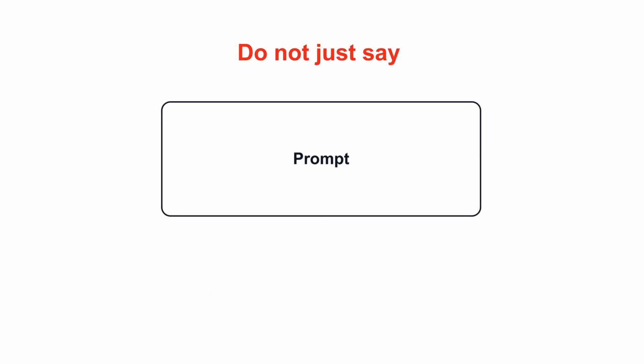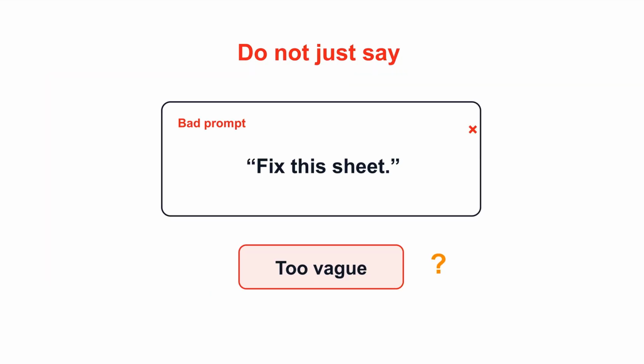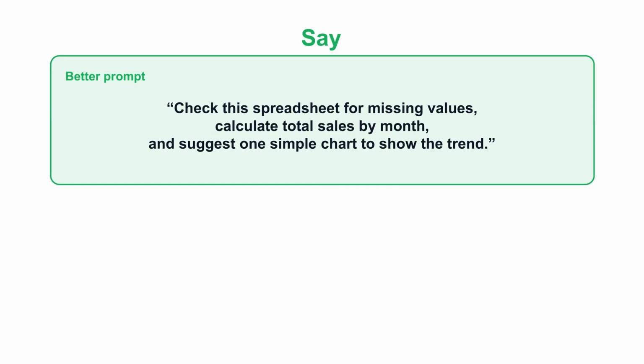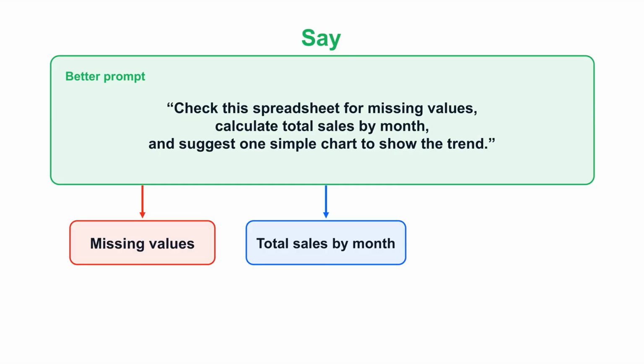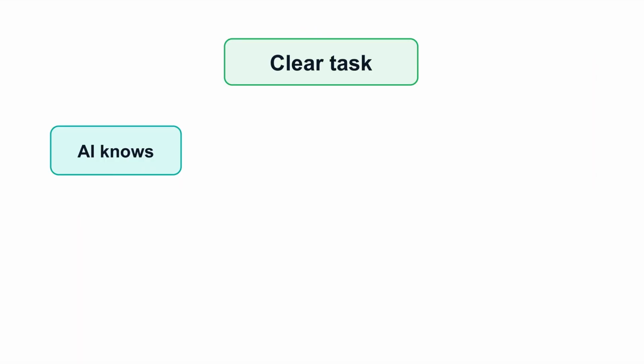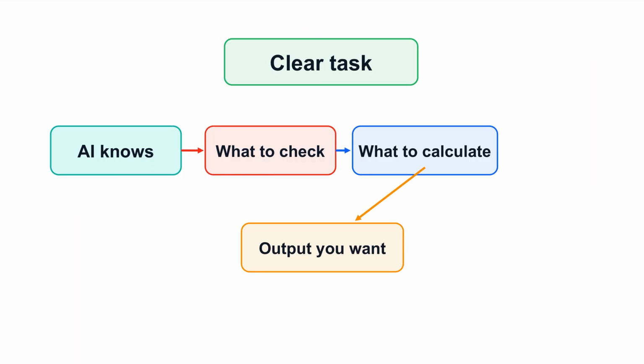But do not just say, fix this sheet. That is too vague. Say, check this spreadsheet for missing values, calculate total sales by month, and suggest one simple chart to show the trend. Now the task is clear. The AI knows what to check, what to calculate, and what output you want.